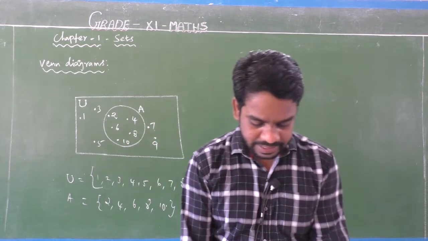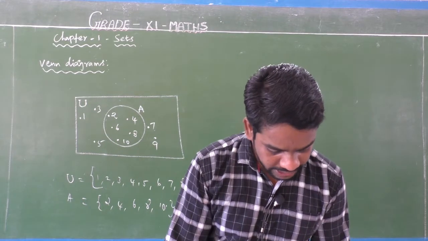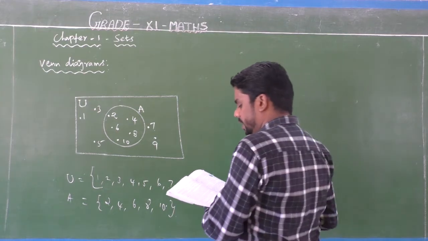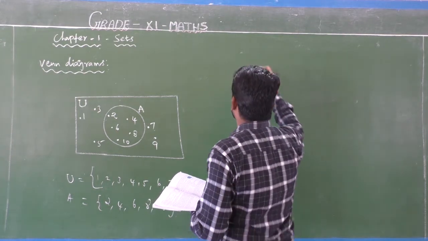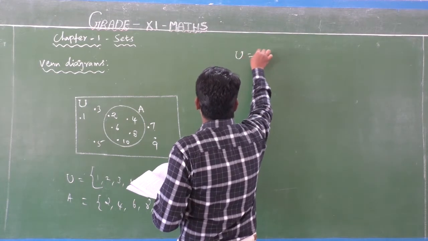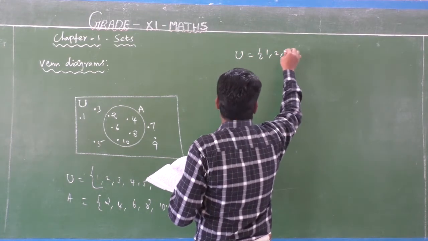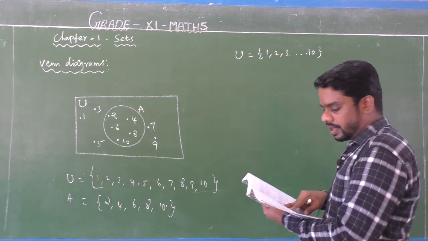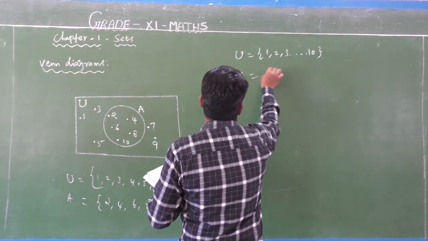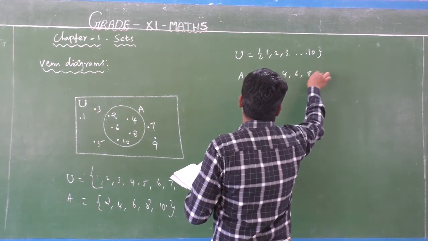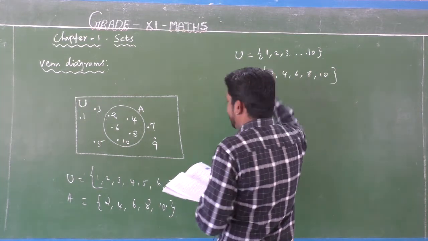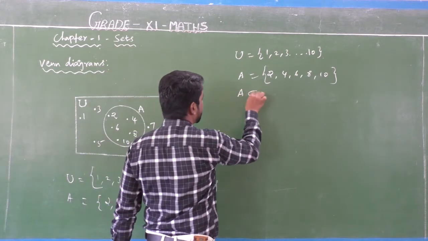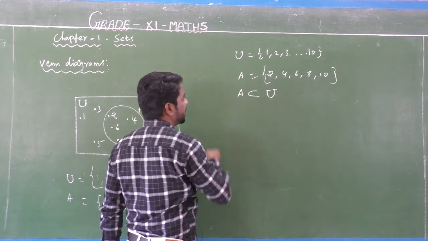one example, listen. Take your textbook, page number 14, illustration 1. In figure 1.2, the universal set U is equal to 1, 2, 3, and so on, up to 10. This is the universal set, same. Next, A is equal to 2, 4, 6, 8, 10. Listen, here A is a subset of the universal set. Okay? Illustration number one.